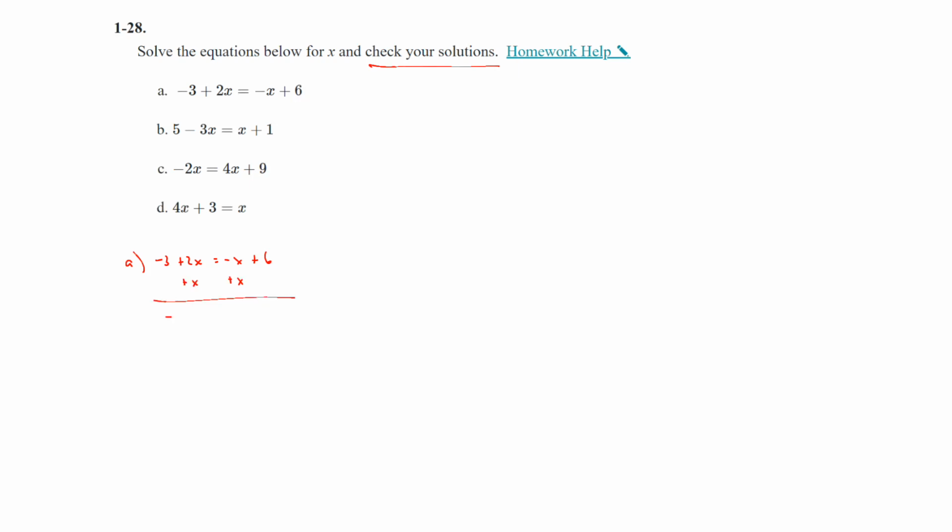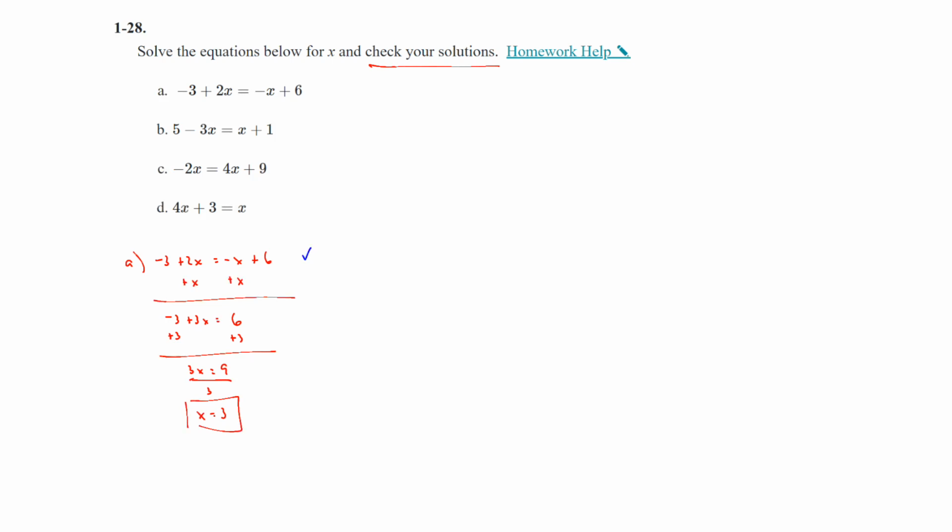So I'm going to add x. That allows me to get 0 on the right-hand side plus 6, which would be 6. Add 3 to get the constant on one side and the variable term on the other. Divide by 3. X is equal to 3. And don't forget, you want to check these.